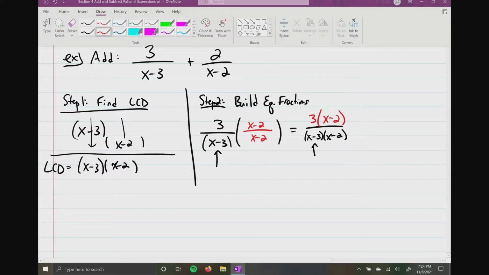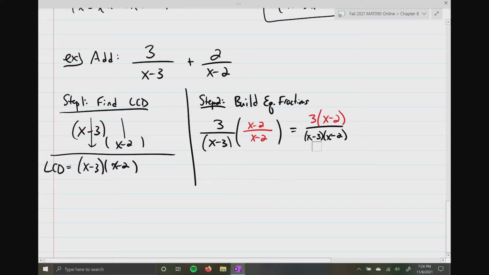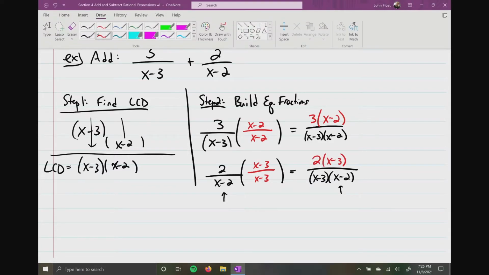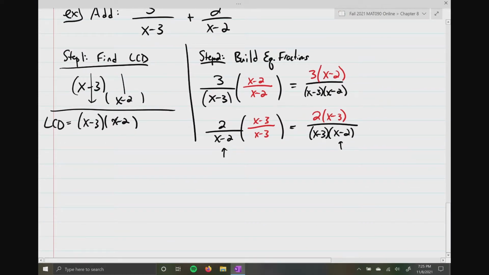Okay? Now for the second fraction, I mean, we have 2 over x minus 2. I'm going to multiply this by something such that I get x minus 3 and x minus 2 in my denominator. You already have the x minus 2, so you don't have to worry about that. What you need is the x minus 3. Therefore, I'm going to write x minus 3 over x minus 3. So that's going to give me 2 times the quantity x minus 3. All right. So step 2, building the equivalent fractions, is done.